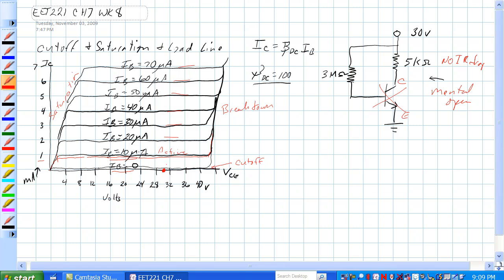And the first part was right there. So what we need to do is draw a straight line from here to there, and we end up with the load line. Now, for any operating point, any transistor we put in here should fall on this load line somewhere.